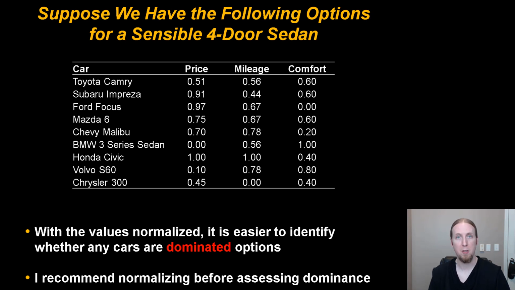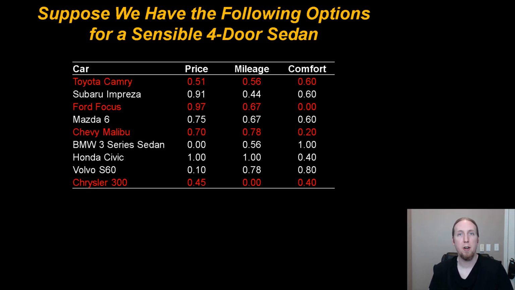Now that we've normalized the value for each criterion, it's easier for us to identify dominated options that we should eliminate from consideration going forward. I recommend normalizing before assessing dominance and eliminating certain options. Keep in mind that this can mathematically change your preferred winner in some cases, and I'll show you in a moment why.